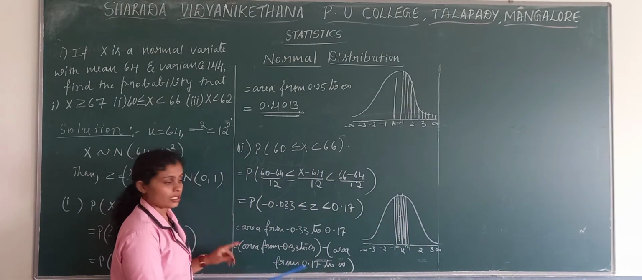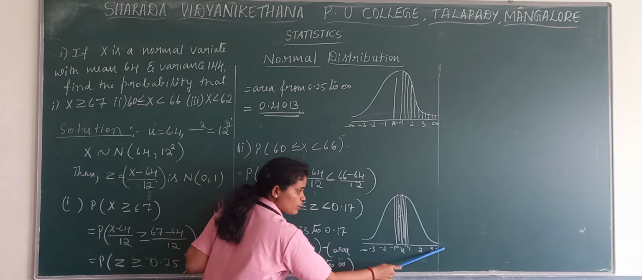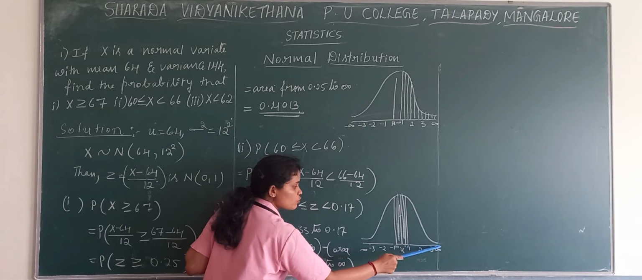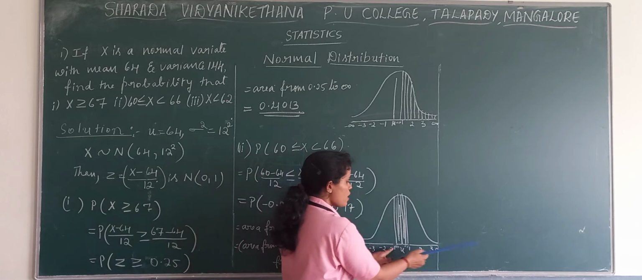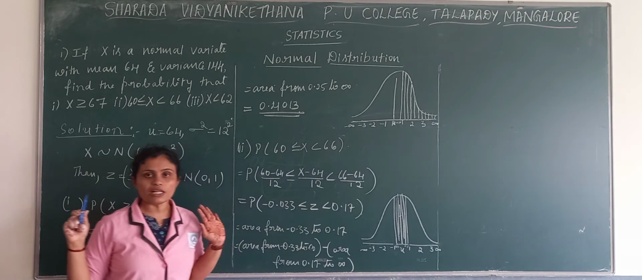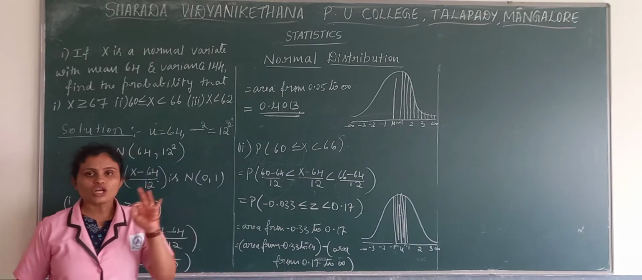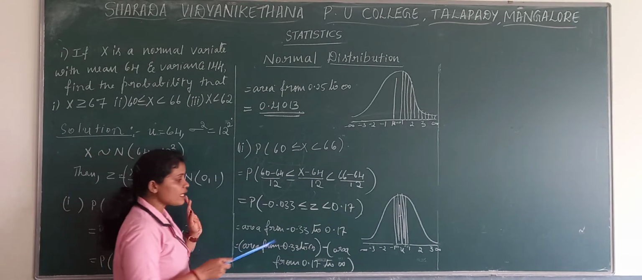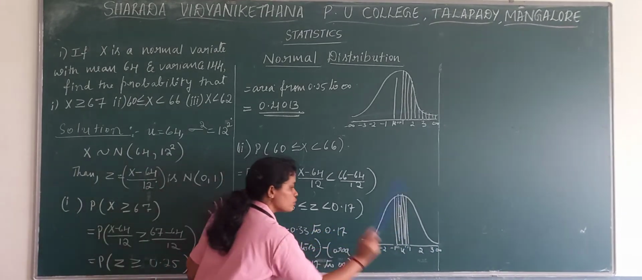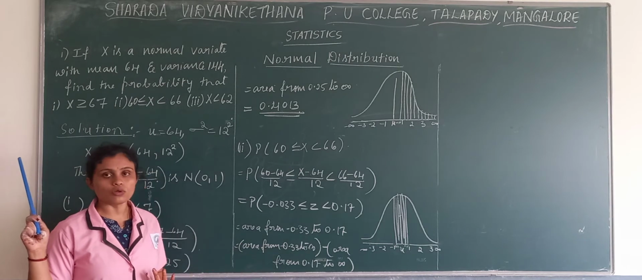That we have written here. From 0.33 to infinity, from that 0.17 to infinity, if we deduct, this particular area will remain. If you do not understand, make it very clear: from this value to infinity minus from this value to infinity. That you have to write.